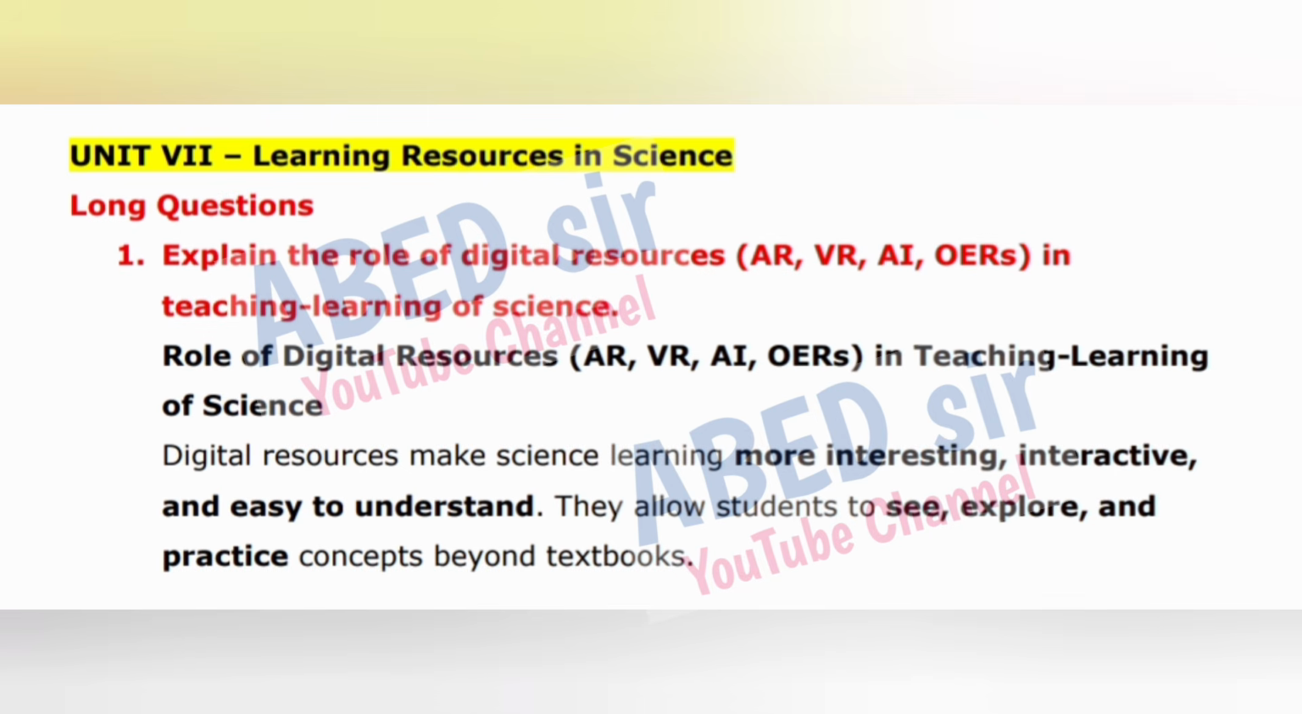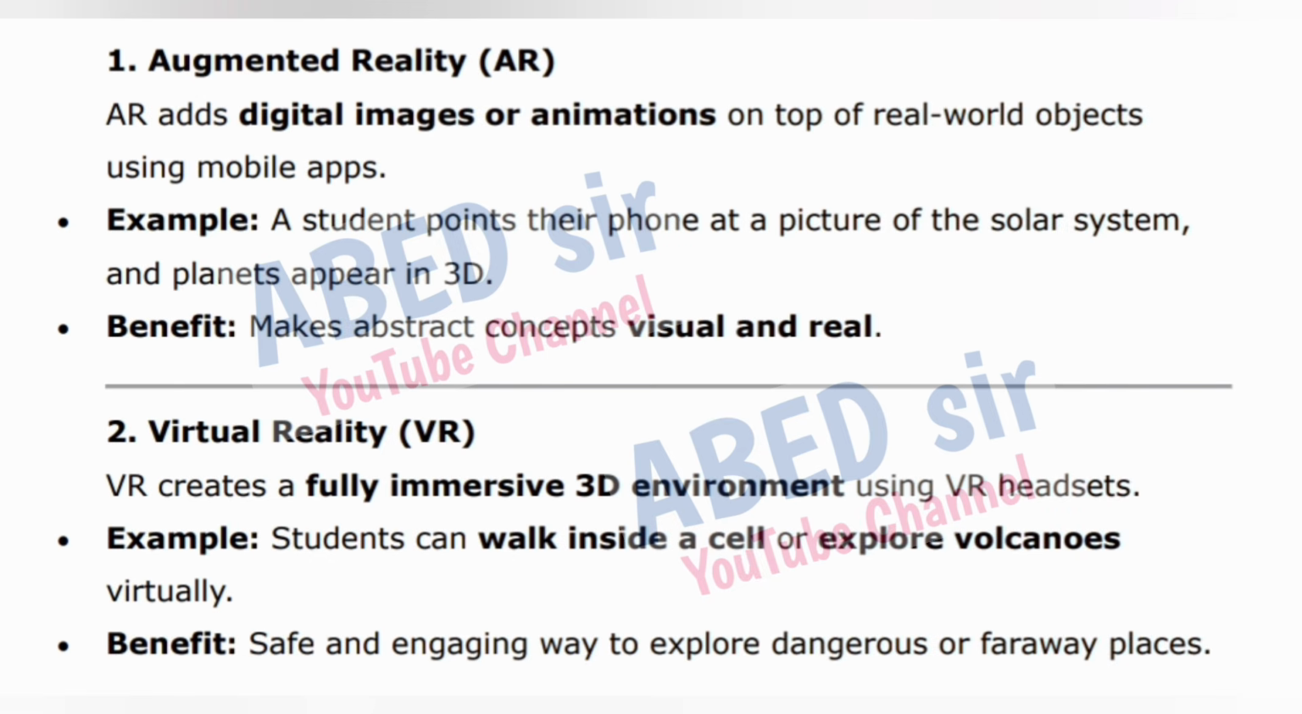Digital resources make science learning more interesting, interactive, and easy to understand. They allow students to see, explore, and practice concepts beyond textbooks. 1. Augmented reality, AR. AR adds digital images or animations on top of real-world objects using mobile apps. Example, a student points their phone at a picture of the solar system and planets appear in 3D. Benefit. Makes abstract concepts visual and real.